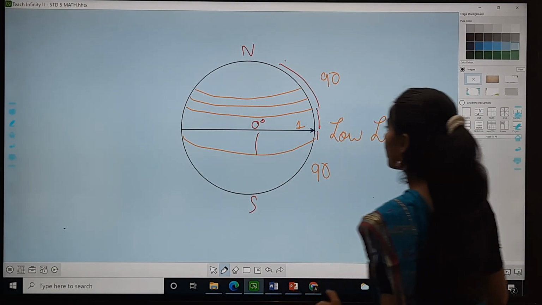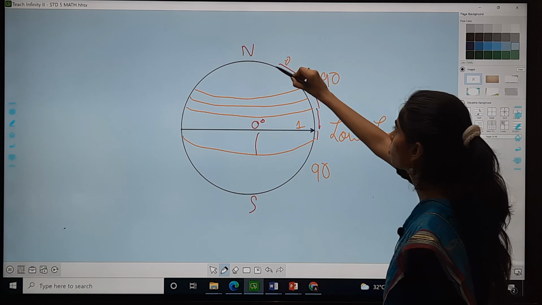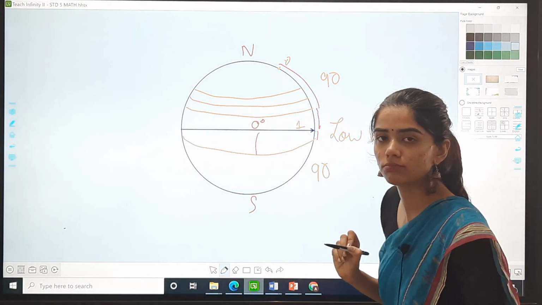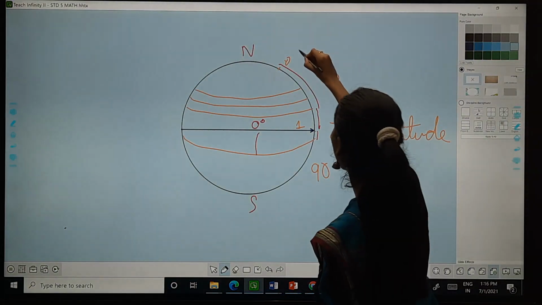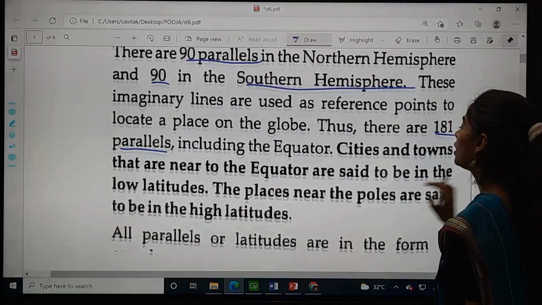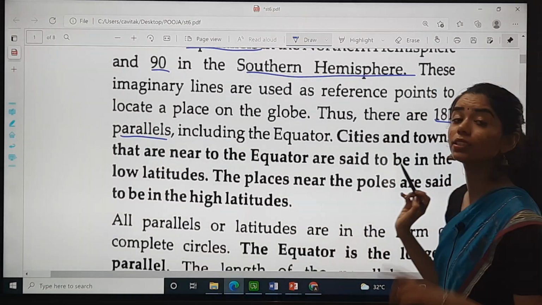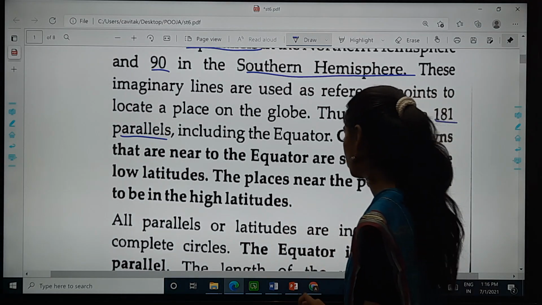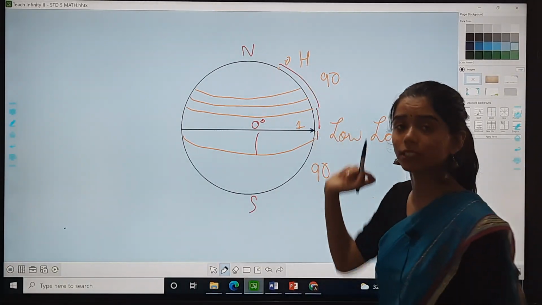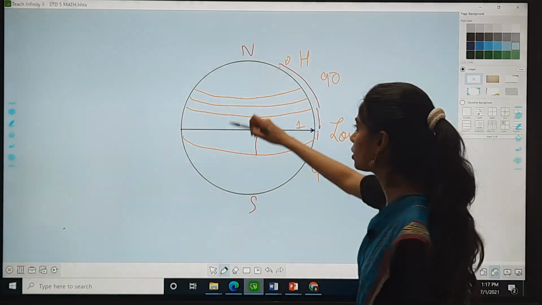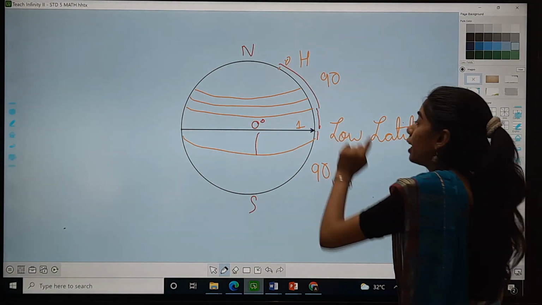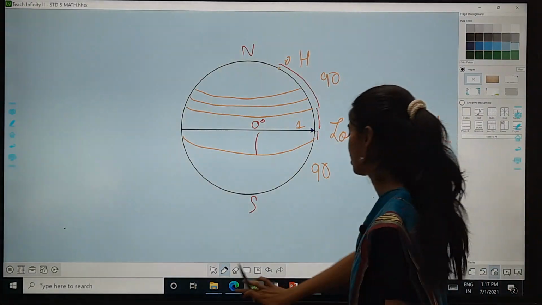Okay, this is equator. Now this north side, see, imagine this point. If you talk about this point, it is very far from the equator. So what will it be? Higher latitude. Okay, see, this is written over here. The places near the poles are said to be in the high latitudes. Why high latitudes? Because they are at a great distance from the equator. The ones at more distance are high latitudes, and the ones which are near are known as low latitudes.